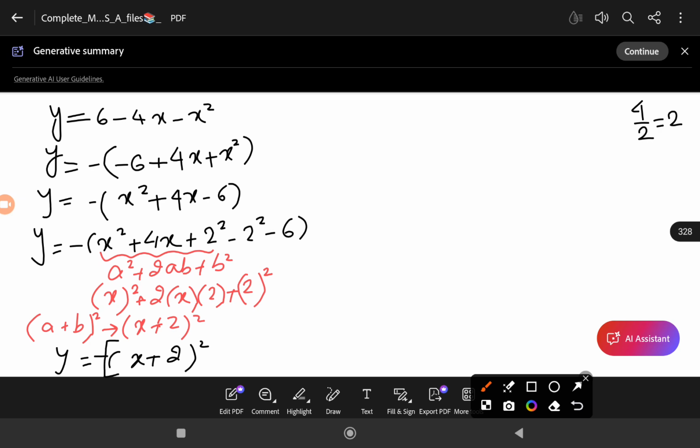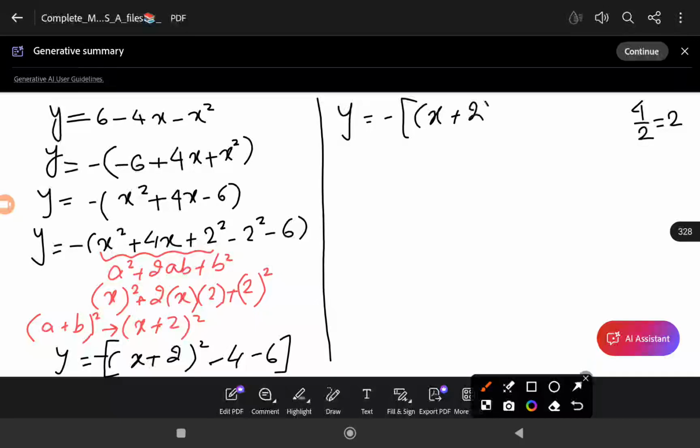We'll apply the bigger square brackets here. Now negative 2 squared will become negative 4, and then negative 6 will remain in the same place. So y equals negative bracket x plus 2 whole square minus 10.